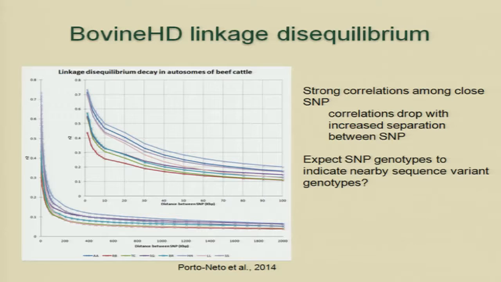Right now we know that QTL exist. For the most part, we don't know what they are and what the variants that actually cause them are. But going to the high density, we thought we were getting a lot closer. In this particular plot, at very short distances, we have strong correlations between SNPs that are not separated by very much, and as that distance increases, that correlation drops quite a bit.